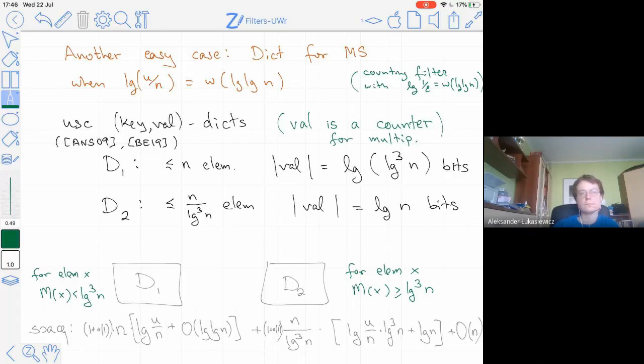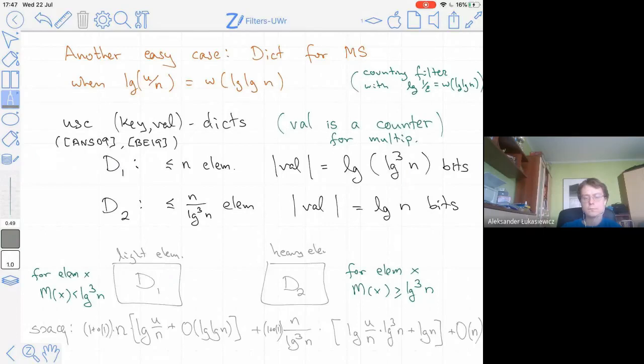The first dictionary stores at most n elements, and it stores the elements whose multiplicity is bounded by log cube n. So it will use the value, this is satellite data, it will use this value to store a counter. And the counter will require log of log cube n, because log cube n is the maximum multiplicity of an element in this dictionary. So the first dictionary is what we call for light elements. Okay, so these are, let me write, light elements. The second dictionary is for the heavy elements.